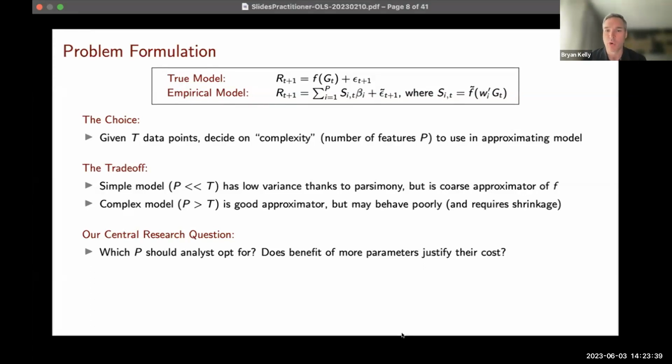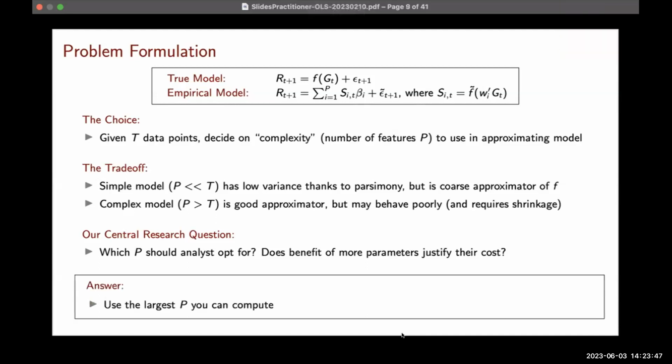Does the benefit of more parameters justify the cost, the variance cost, if you will, of estimating those parameters? And the answer is a pretty surprising and a pretty stark answer, which is you should always use the very largest P that you can compute. The bigger the model, the better its expected out-of-sample performance. So that's the key result from this paper. And we're going to talk about what that means.